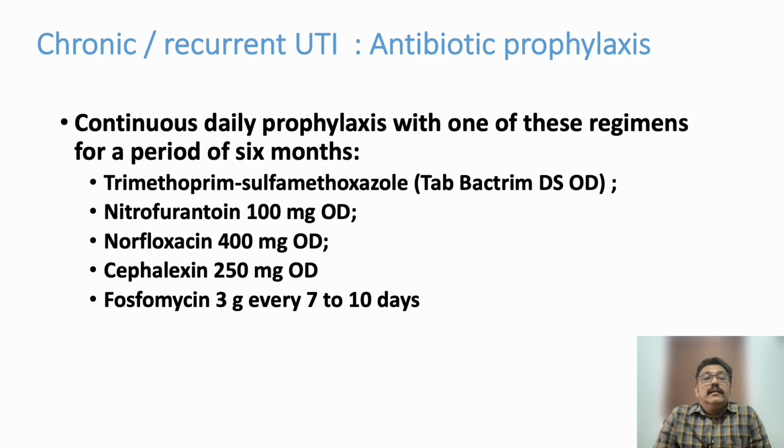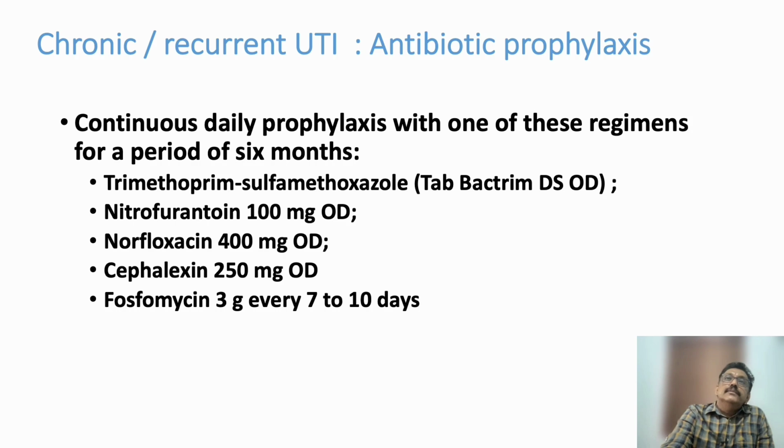Chronic recurrent UTI: there is an antibiotic prophylaxis regime. You can give Bactrim DS once daily, nitrofurantoin 100 mg OD or norfloxacin 400 mg OD, cephalexin 250 mg OD, fosfomycin 3 gram every 7 to 10 days. Fosfomycin is a very costly drug, but the advantage of this drug is that it can be given only once a week for prophylaxis, whereas most of the other drugs we have to give daily. But this can be given up to 6 months.